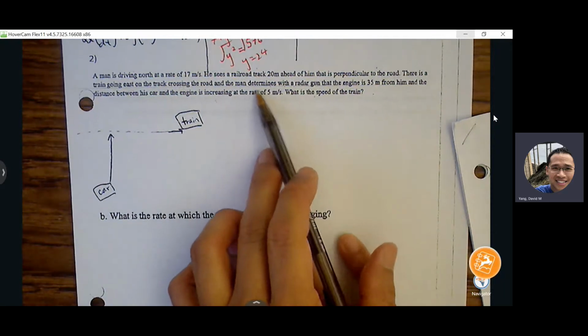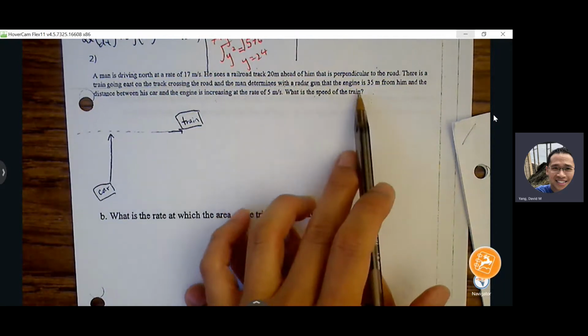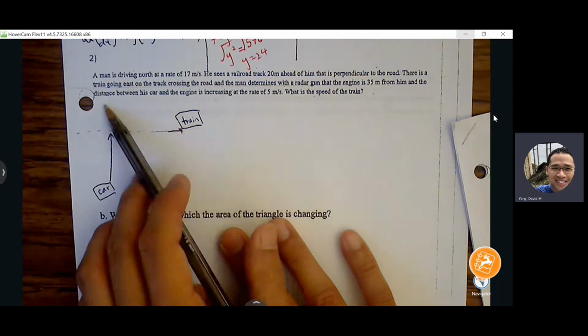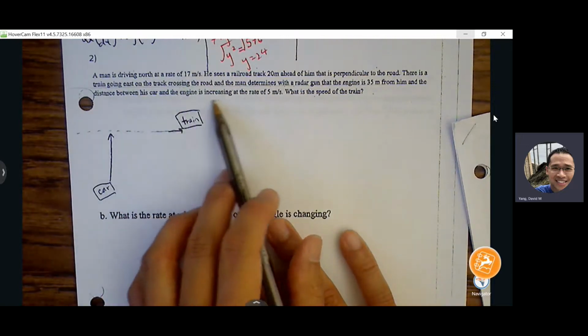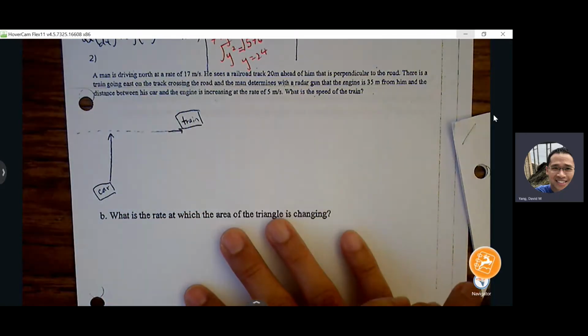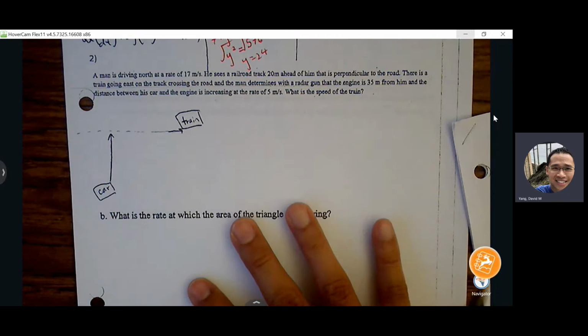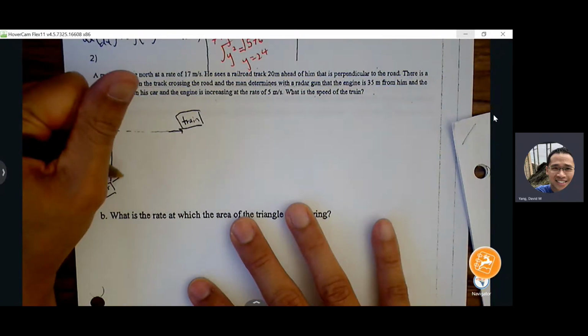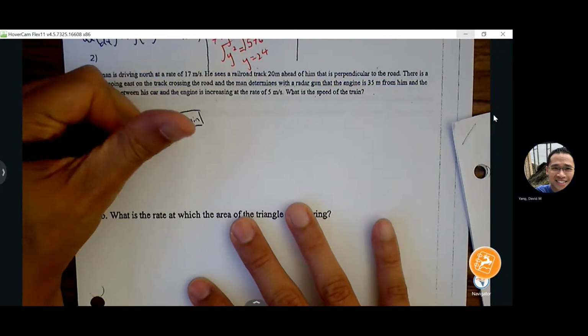And the man determines with the radar gun that the engine is 35 meters away from him. And the distance between his car and the engine is increasing at a rate of 5 meters per second. What is the speed of the train? So here we have Pythagorean theorem, right triangle.